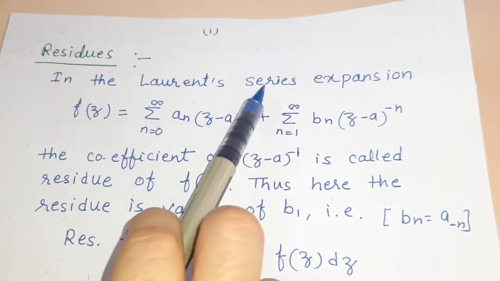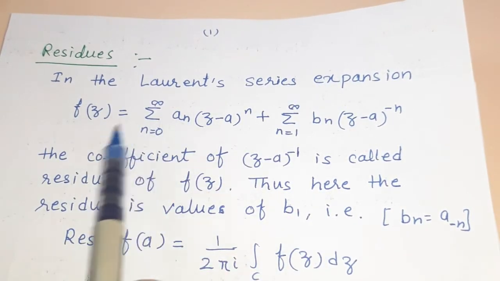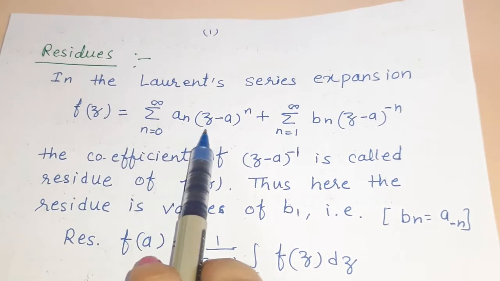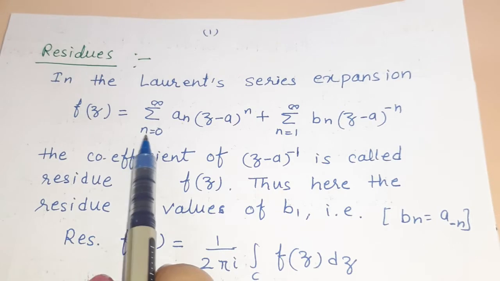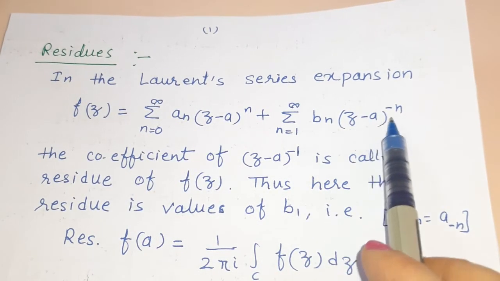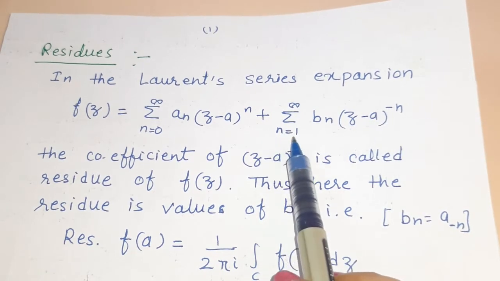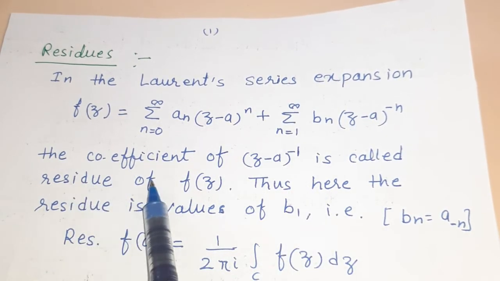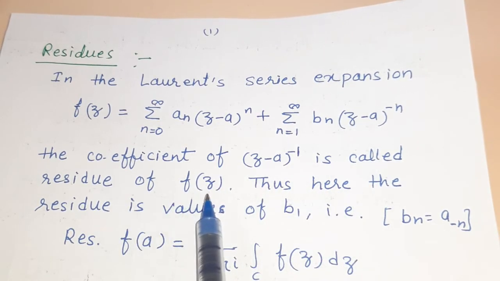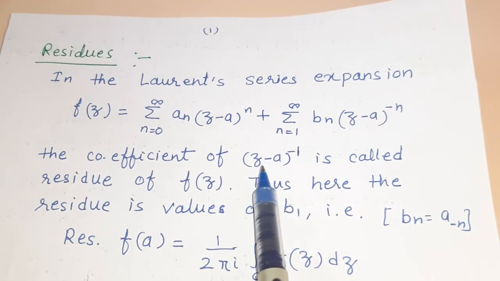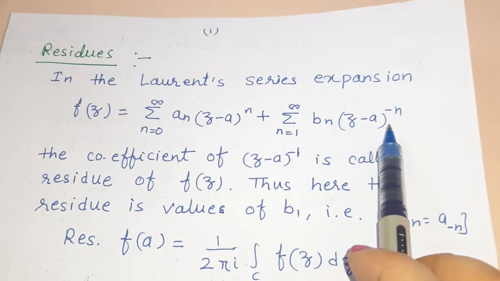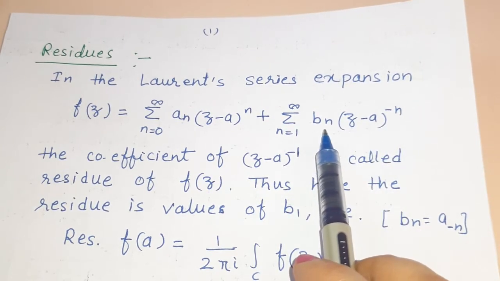In the Laurent series expansion, f(z) is equal to the summation of a_n (z minus a)^n, where n is varying from 0 to infinity, plus the summation of b_n (z minus a)^(-n), where n is varying from 1 to infinity. The coefficient of (z minus a)^(-1) is called the residue of f(z). In this series, the coefficient of (z minus a)^(-1) is equal to b_1. We put n is equal to 1 in this part.